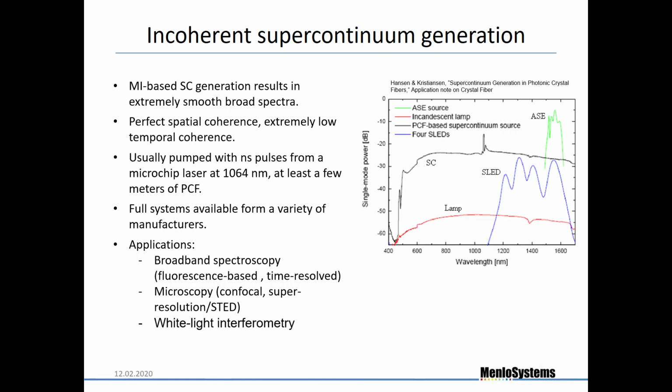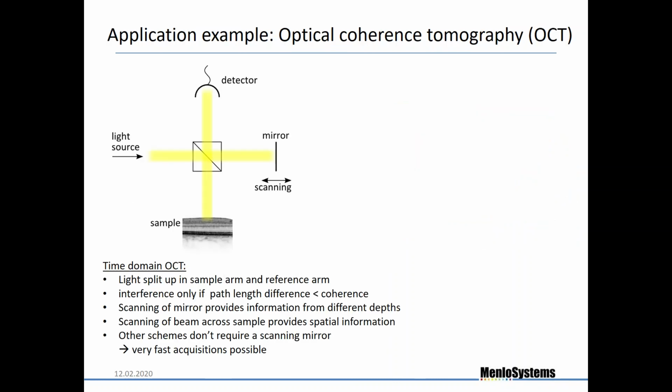In this application, you characterize the dispersion of optical components in an interferometric setup. You can characterize fibers, waveguides, mirrors for their dispersion properties. And it's also applied in biomedical imaging, for example, in optical coherence tomography. And this is something that I would like to explain on the next slide.